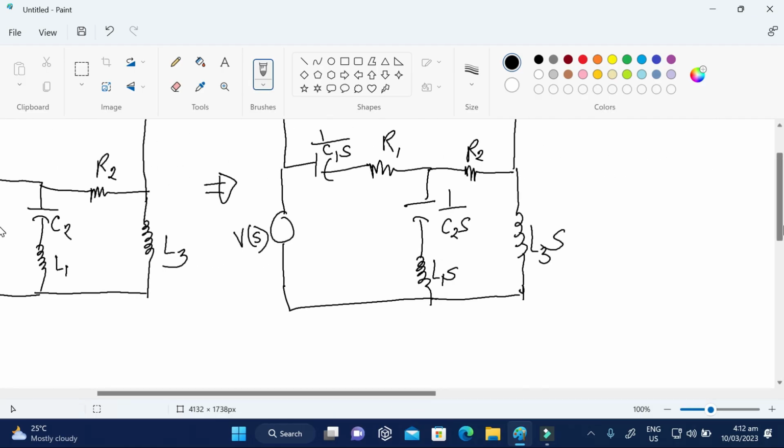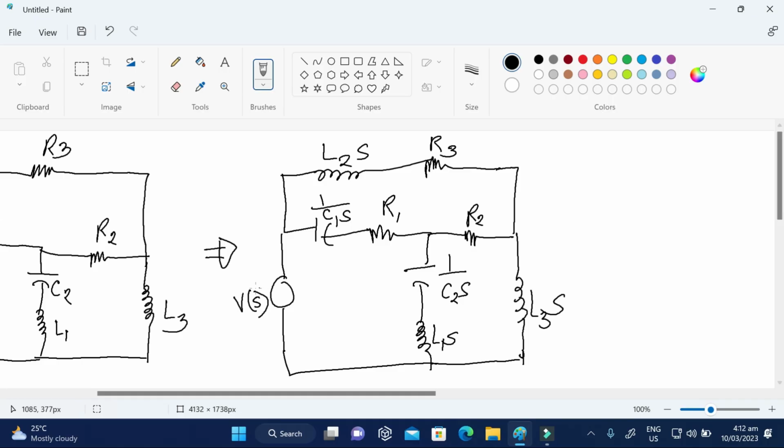Then, using the mesh analysis method, we have to assign currents on each of the loops. Suppose this is loop 1, this is loop 2, and this is loop 3. For loop 1, we assign current I1S, for loop 2 we assign I2S, and similarly for loop 3 we have I3S.